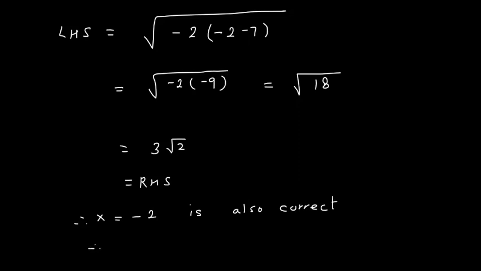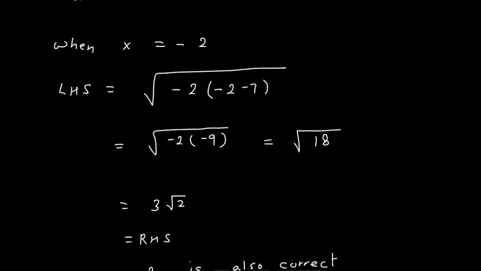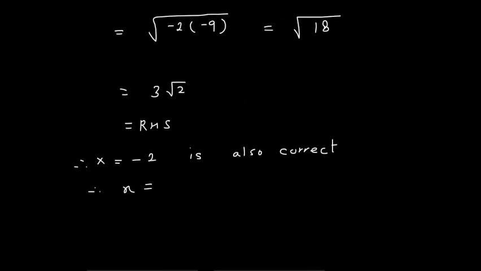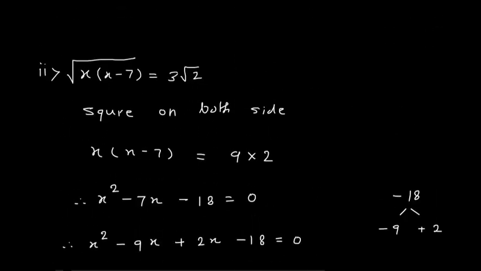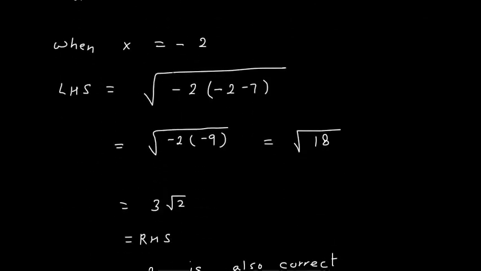So therefore we have two values, one is x is 9 or x is minus 2. Both these values are okay, they are correct. Now let us go to the next question.